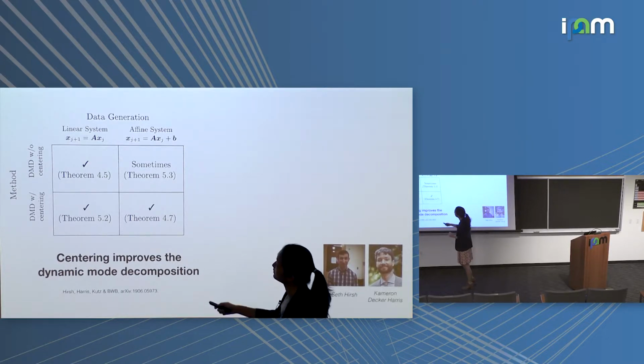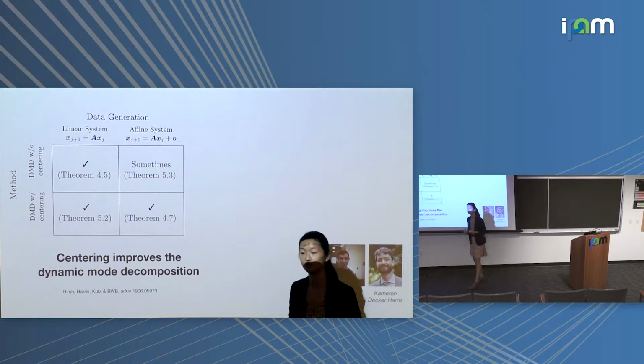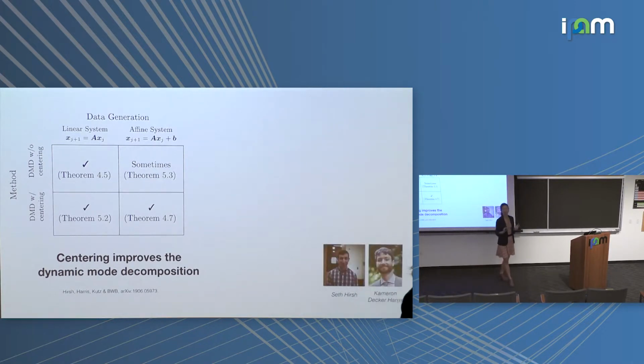What we can show is that if you have a linear system with no affine term, doing DMD with and without the centering works just fine. They both work. However, if you assume there is an affine term, then DMD without centering only works some of the time. And the details about exactly what the criteria are for making that work are in the paper.